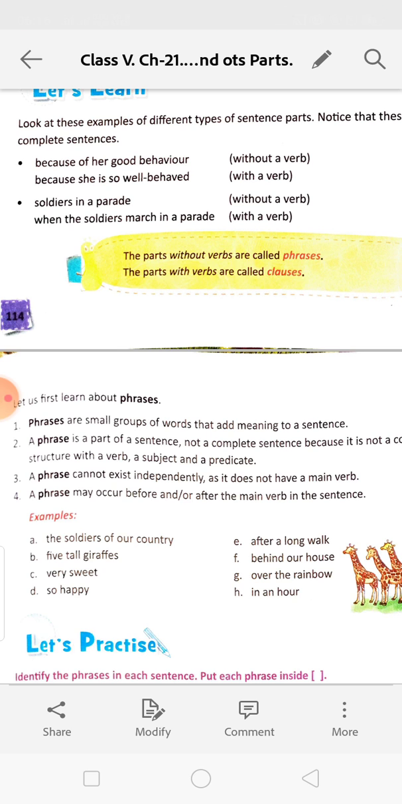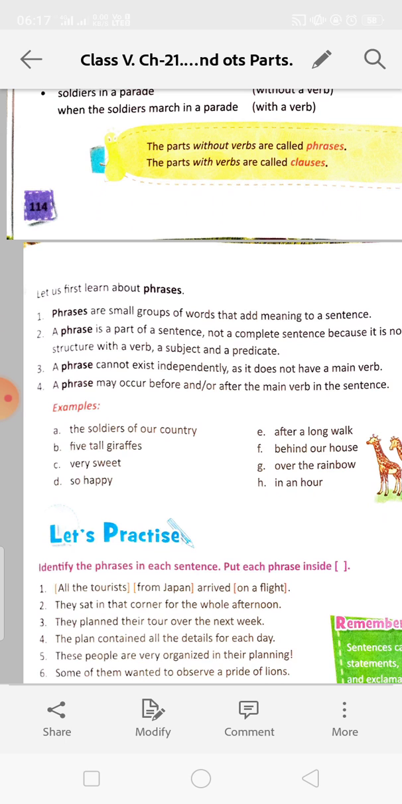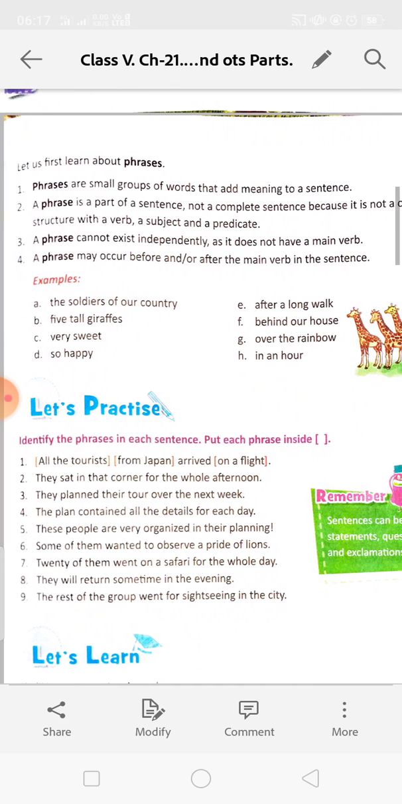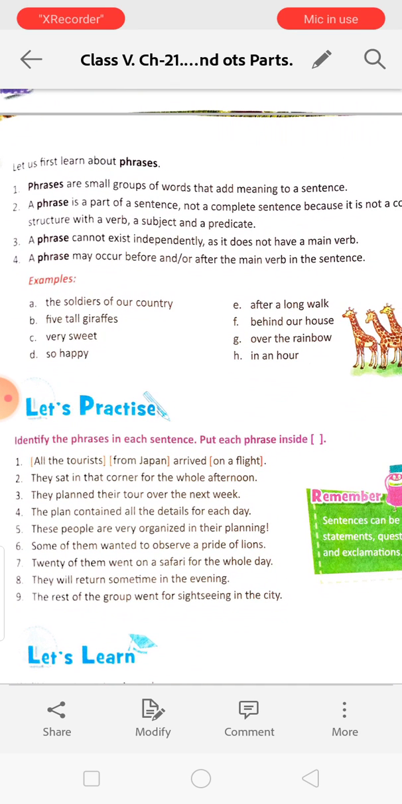So the parts without verbs are called phrases. The parts with verbs are called clauses. So the part of the sentence that contains the verb is called a clause, and the part of the sentence without the verb is called a phrase. Let us first learn about phrases. Phrases are small groups of words that add meaning to a sentence.